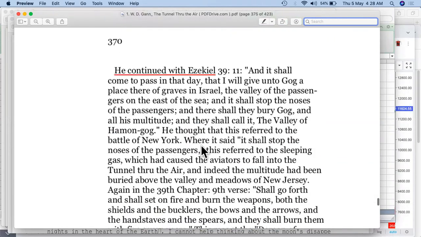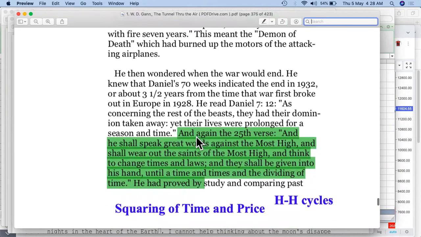He continued to Daniel, again the 25th verse: and he shall speak great words against the Most High, and shall wear out the saints of the Most High, and think to change times and laws, and they shall be given into his hand until a time and times and the dividing of times, right? So probably this is talking first of all about high to high cycles, and after that there would be changes in the cycle, right?